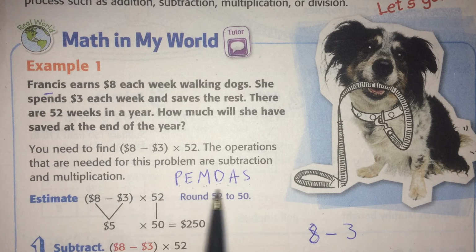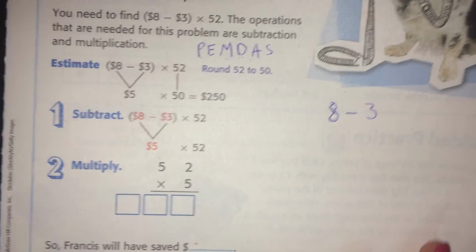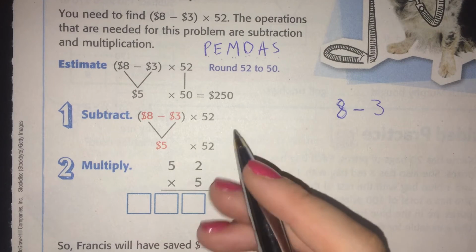Okay, they're saying we should estimate first, so let's just round 52 to 50. Okay, so 5 times 50 is 250. So this is our estimated answer. Okay, now let's look at the steps. So it's saying subtract, so 8 minus 3 is 5 times 52.